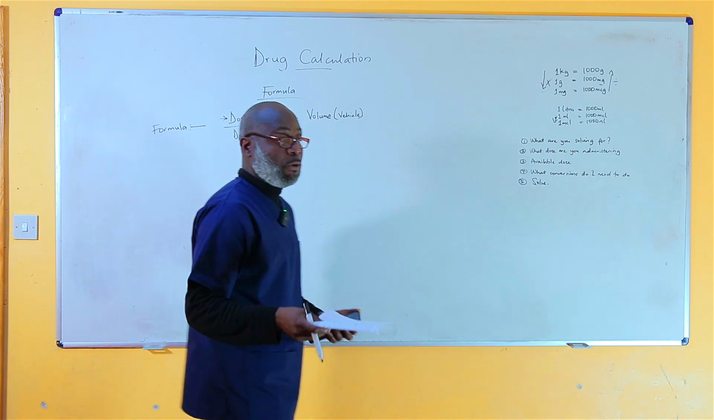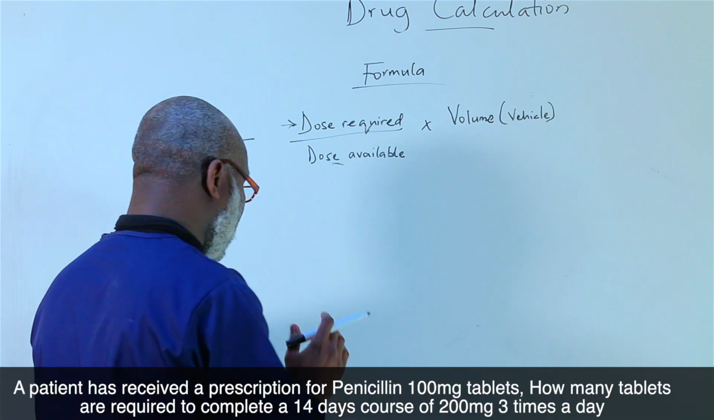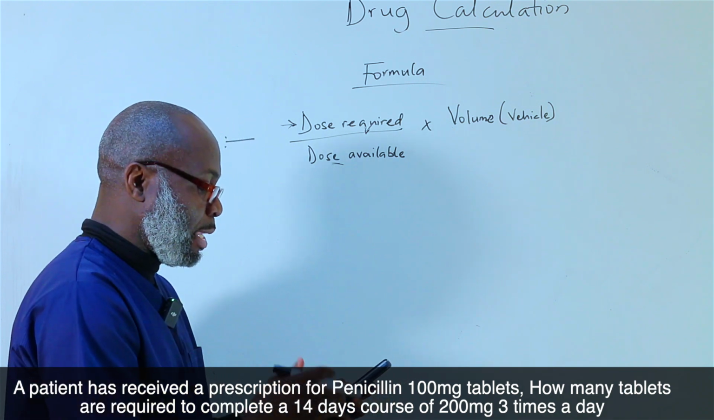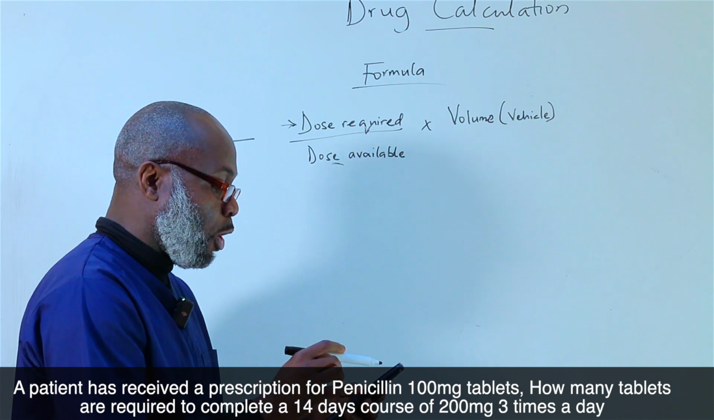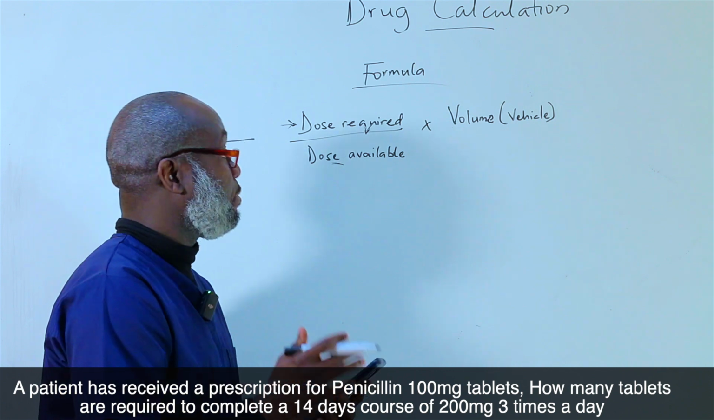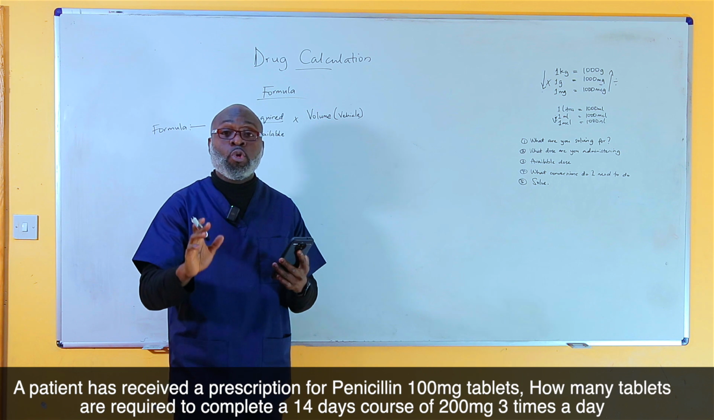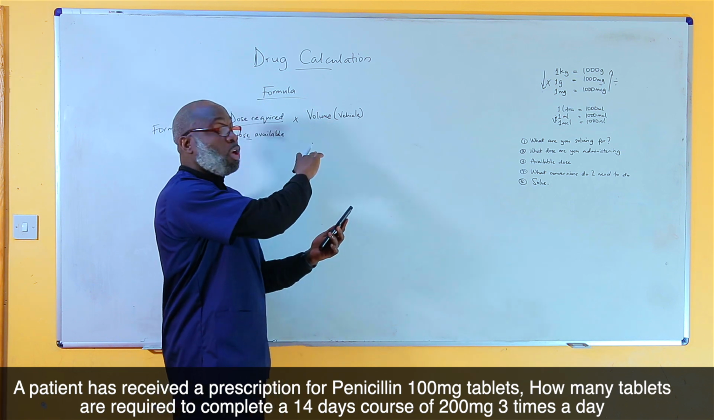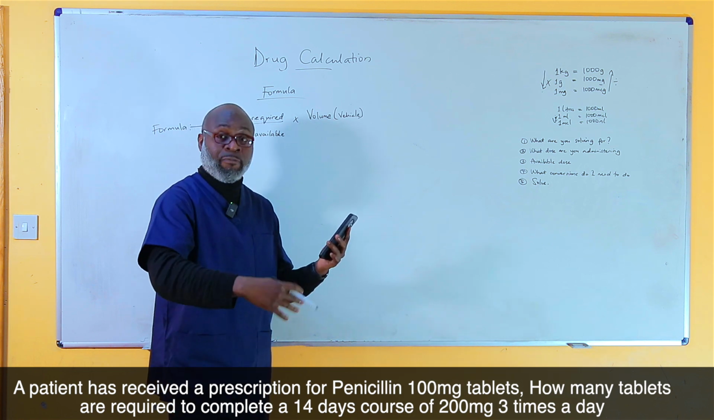Now, let's go to the first question. The first question says, a patient has received a prescription for penicillin 100 milligram tablets. How many tablets are required to complete their 14-day course of 200 milligrams 3 times a day? This question has nothing to do with the formula. It has everything to do with you understanding the question. I don't want to write the question on the board, but I'll type the question in the video, and you're going to see it.